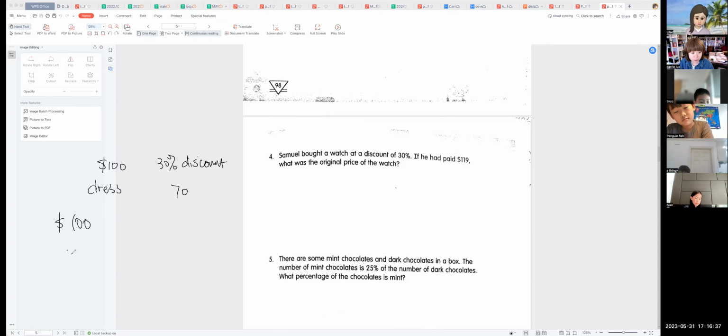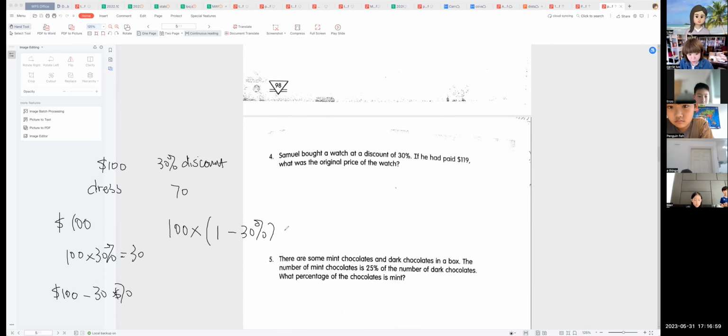So the 30% discount is 100 times 30% equals $30, okay? And the real price being sold is 100 minus 30 equals $70. And also, you can get it like 100 times (1 minus 30%), because whatever you think before is 1, minus 30%, so equals 100 times 0.7 equals $70. Okay, so everybody, you know this is the original price, this is the discount, and this is the selling price.